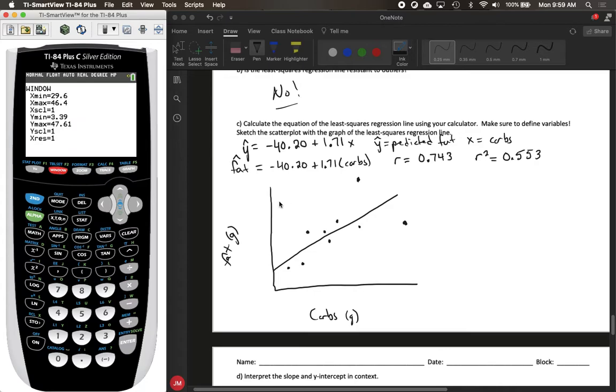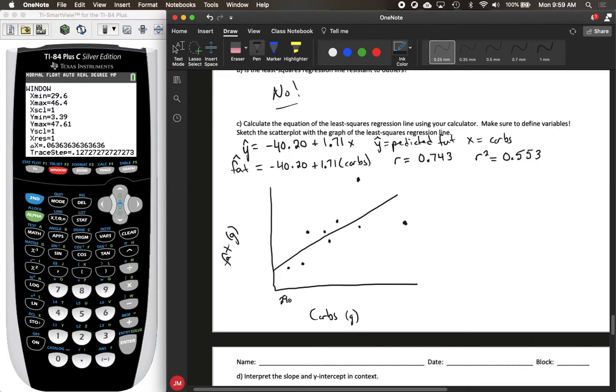Don't forget to go to your window to include the numerical labels as well. Our X values were going from 29.6 to 46.4, and our Y values were going from 3.39 up to 47.61.